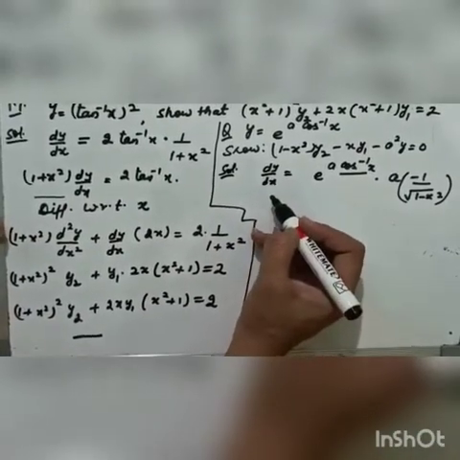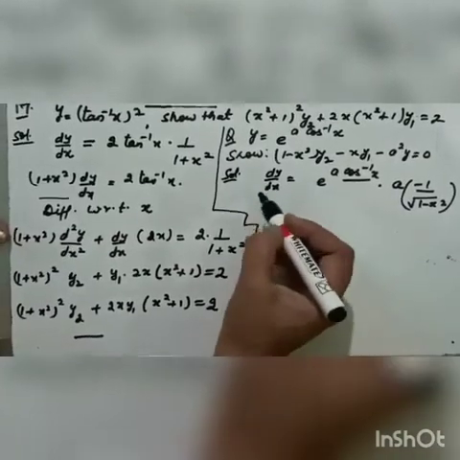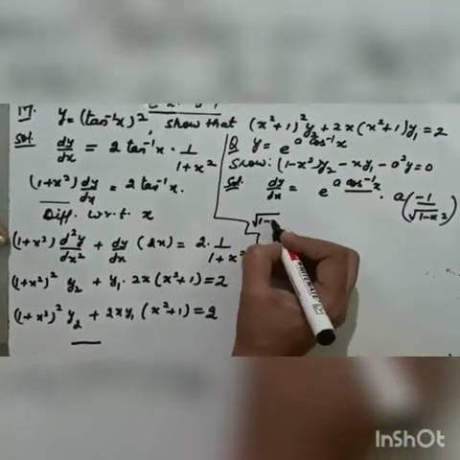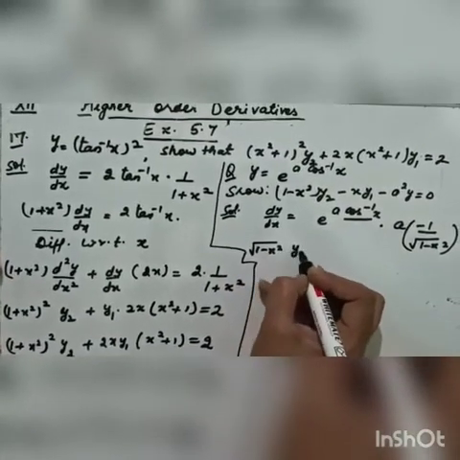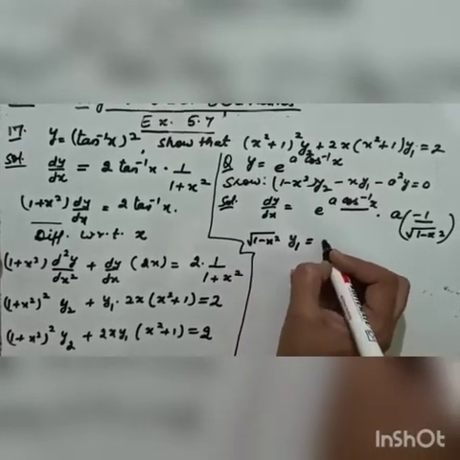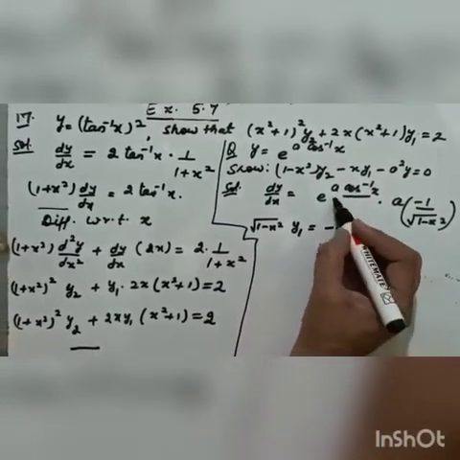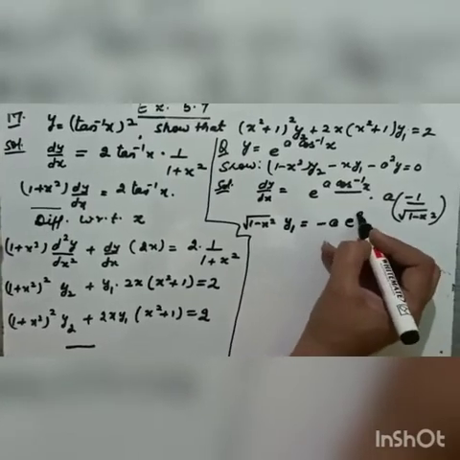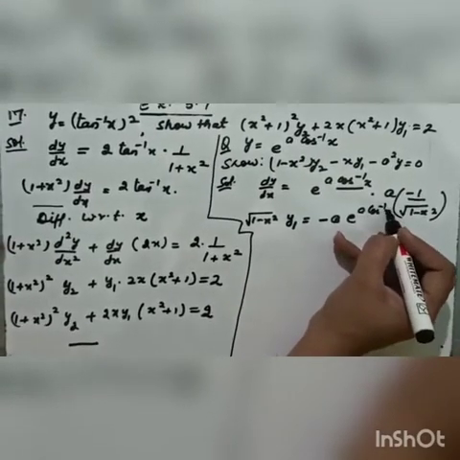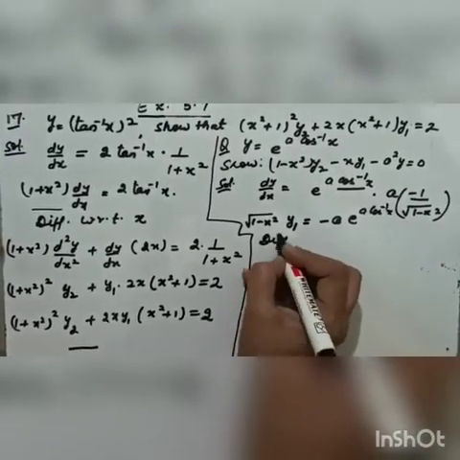Now before the second order derivative, take this root on the left hand side. This dy by dx can be written as y1, minus a e to the power a cos inverse x. Again differentiate with respect to x.